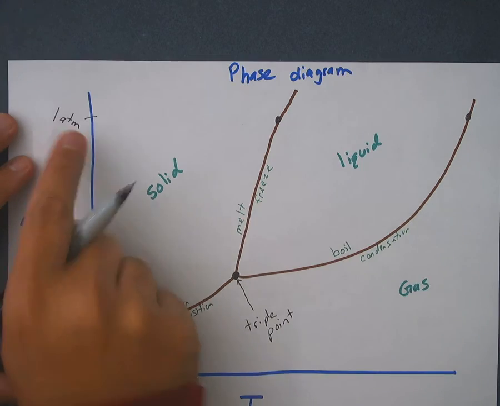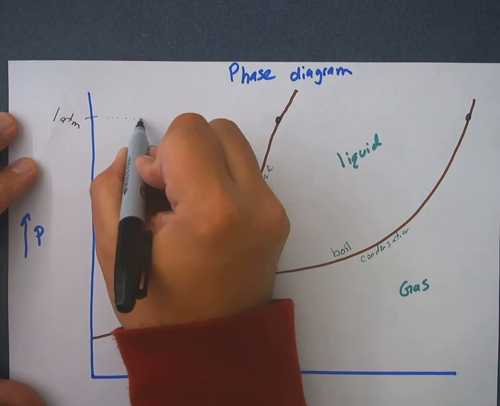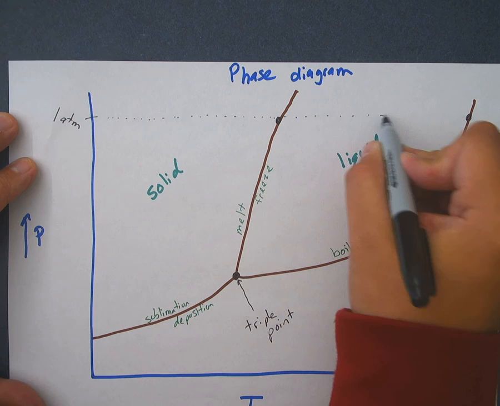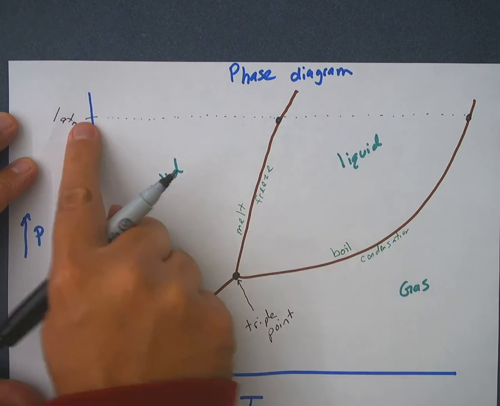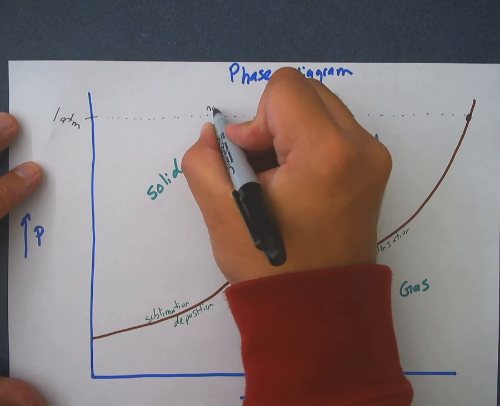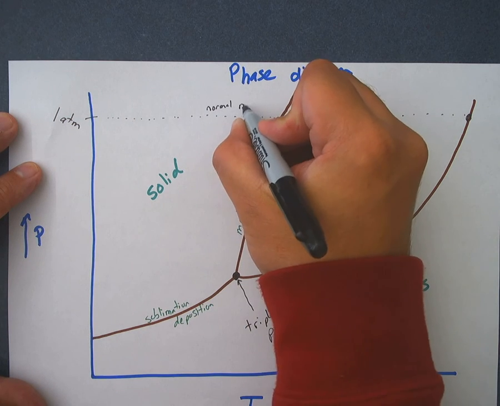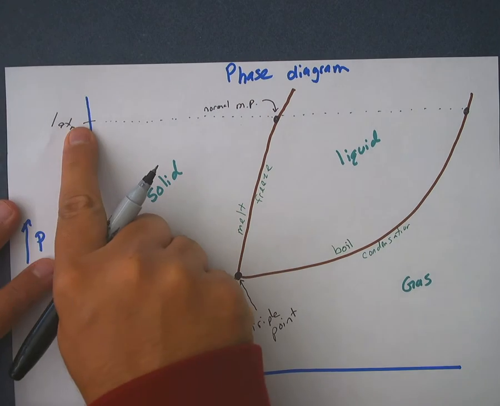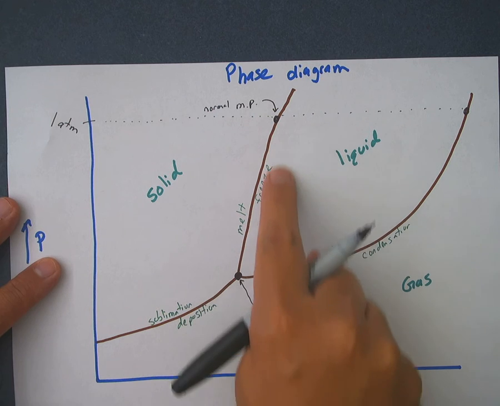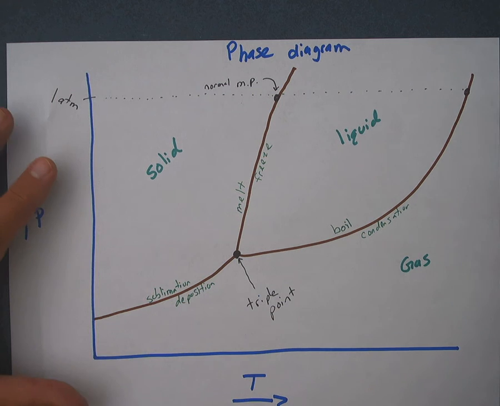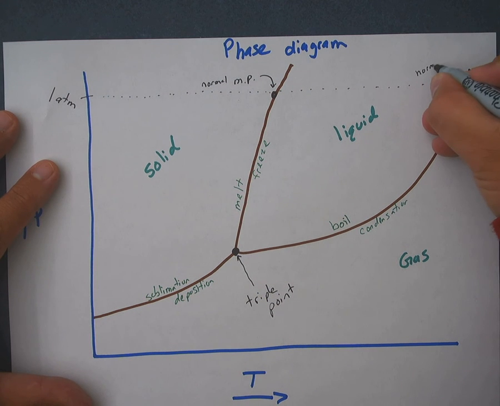1 atm is normal room pressure. And if you were to eyeball it across or use grid lines, where normal pressure hits the melting point, we'll call this the normal melting point, the normal MP for short. And that normal melting point is because the pressure is normal, you could come down and see where the temperature would be, if there were some numbers. And this would be the normal boiling point right here.